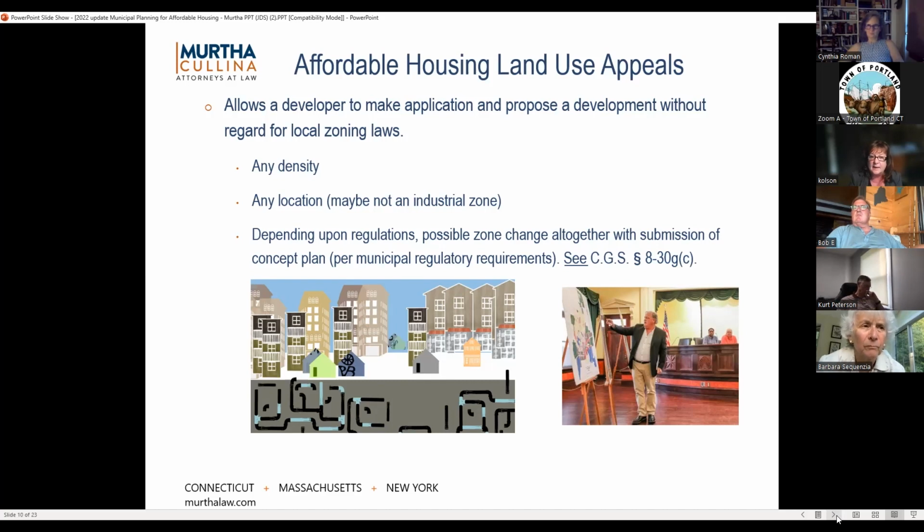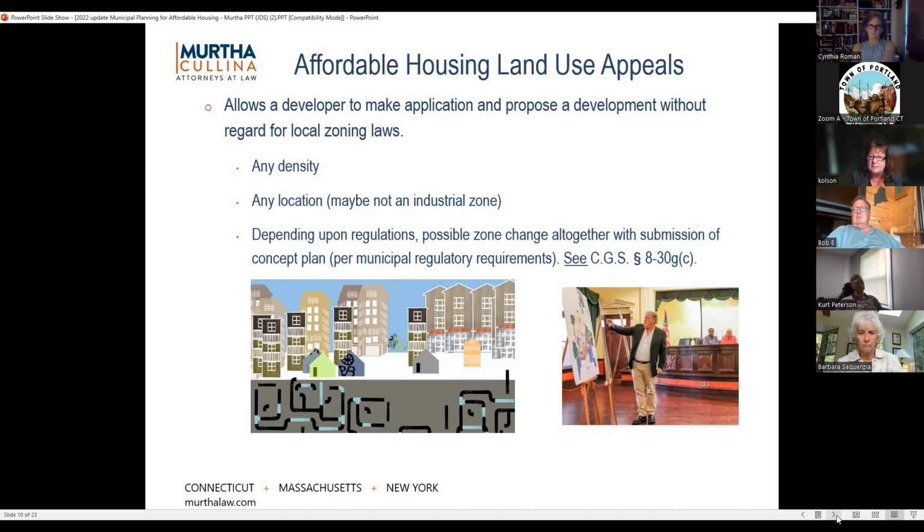It used to be, and there was a case that I handled for Glastonbury many years ago, where we were able to establish that we shouldn't have to be subject to an affordable housing land use appeal for property that had been designated on the town's plan of conservation and development as open space. And I'm going to tell you right now, I do not think that case would be decided the same way today. They've really restricted it.